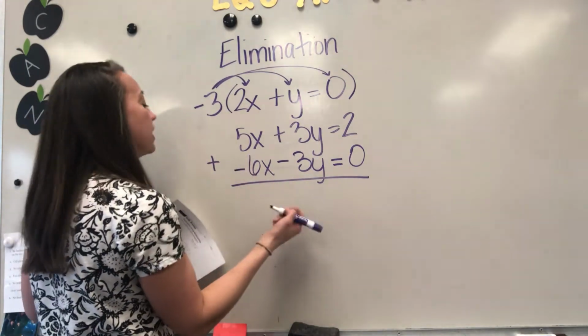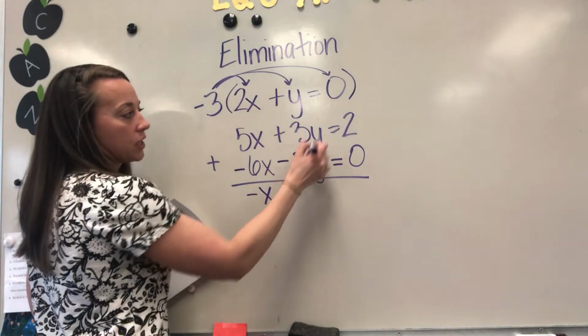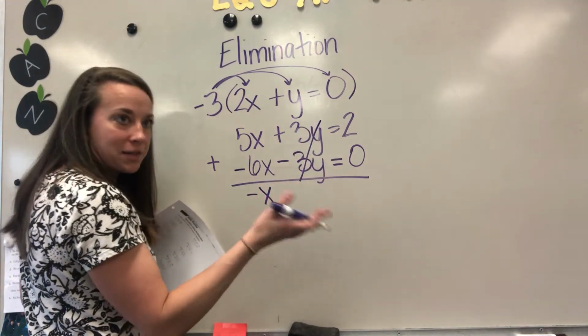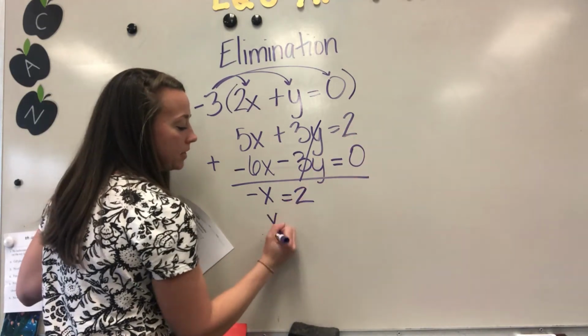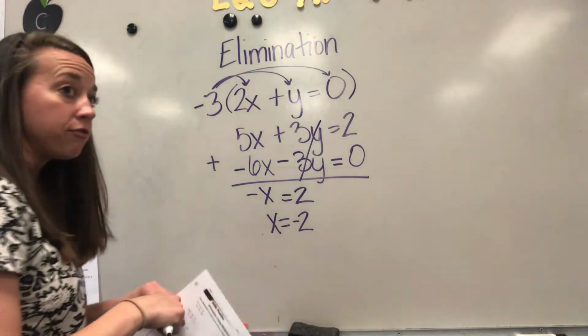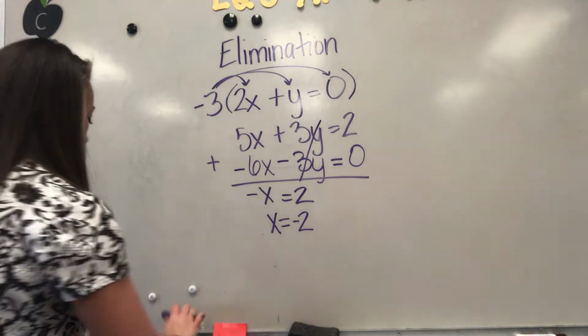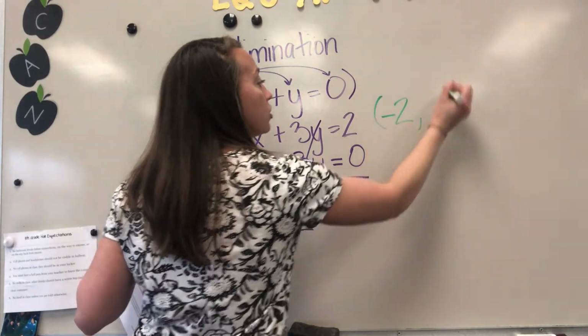And then I'm going to turn this into a big addition problem. So I have 5x plus negative 6x is a negative x. My y's are going to cancel, or eliminate, which is exactly what I wanted. And 2 plus 0 is 2. So that means x is negative 2. So that's only half of my answer. That's just an x value to my answer. So I've got negative 2 comma something.